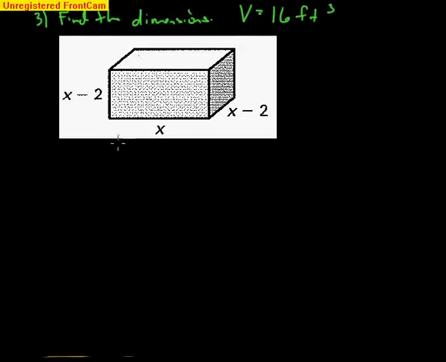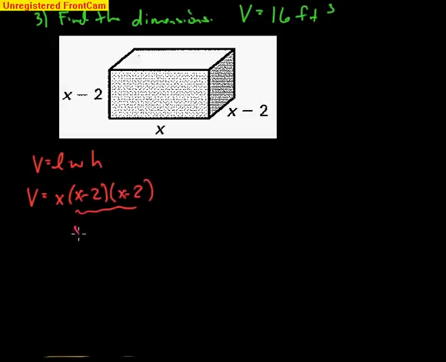Next problem. We need to find the dimensions of this rectangular prism. Its dimensions right now are x minus 2, x and x minus 2. The volume is 16 feet cubed. All right, so how do we do this problem? Well, first, let's remember that volume is length times width times height. So I think we need to get the equation for the volume by taking x times x minus 2 times x minus 2 and multiplying that out.